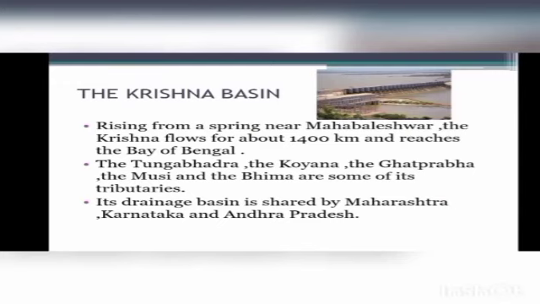The Krishna Basin. The Krishna River rises from the Western Ghats near Mahabaleshwar. It flows into the Bay of Bengal after forming a large delta. Its length is about 1400 kilometers. The Tungabhadra, Koyna, Ghataprabha, Musi, and Bhima are some of its tributaries. Its basin covers parts of Maharashtra, Karnataka, and Andhra Pradesh.